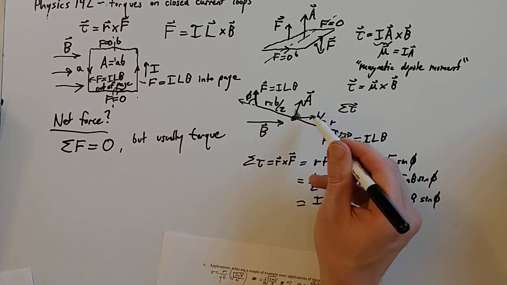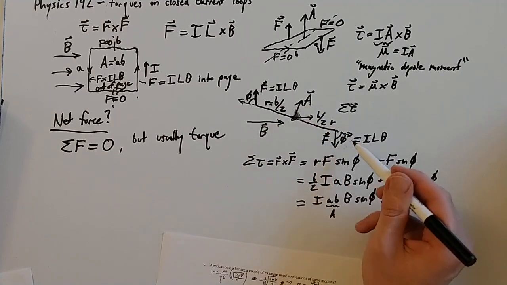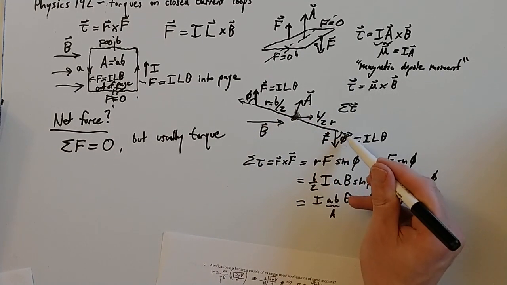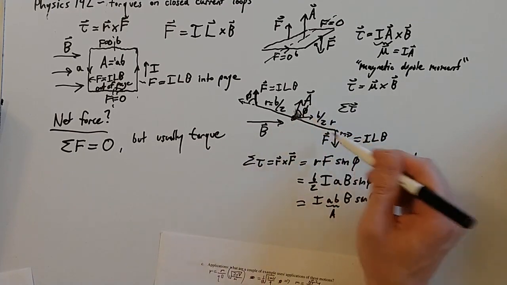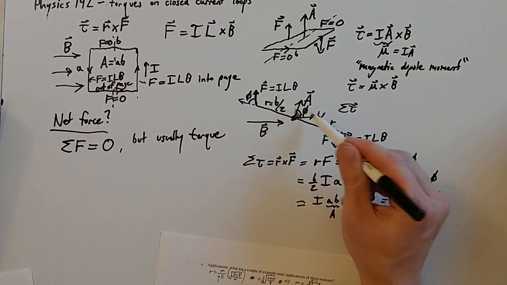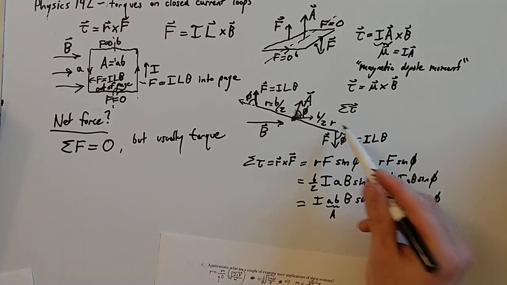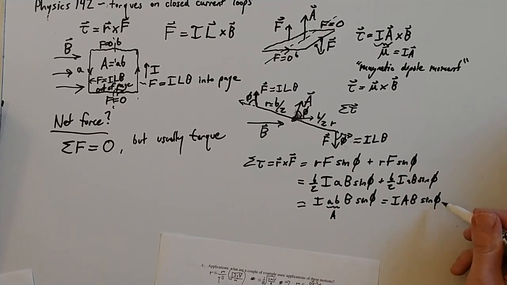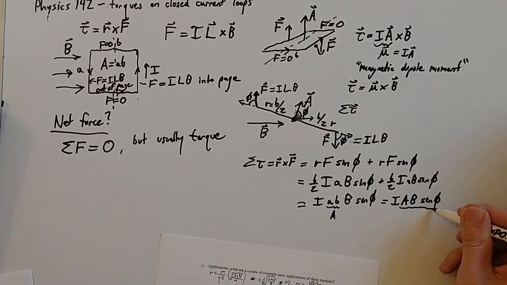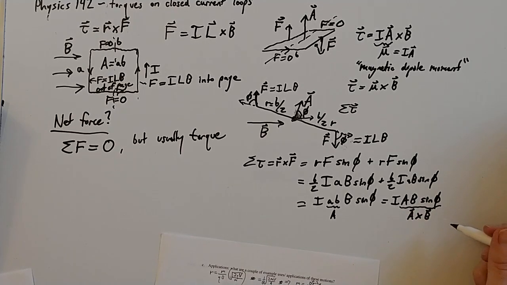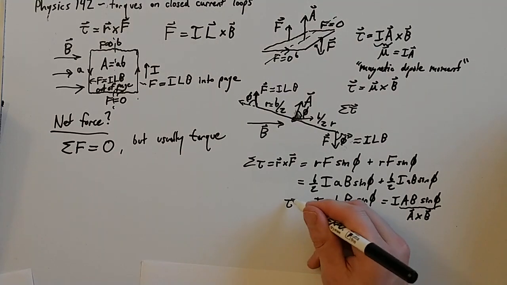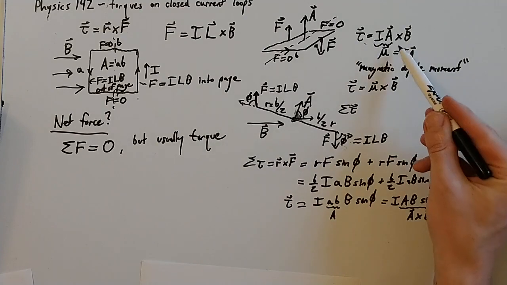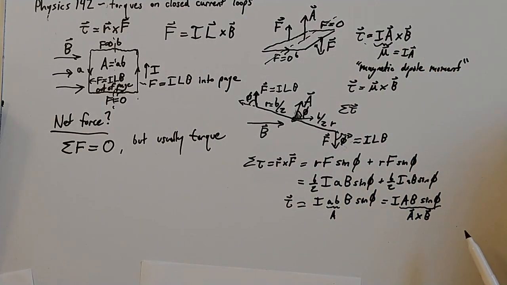And so the angle between A and B is going to be the large angle here. And phi, this angle, is the exact same as this angle here. These two are the same angle. So the angle between A and B is the same as the angle between F and R. So A times B times sine phi, I could just rewrite that as A cross B. And so what I end up getting from all of this is exactly the formula that we wrote down, that torque must be I times A cross B.